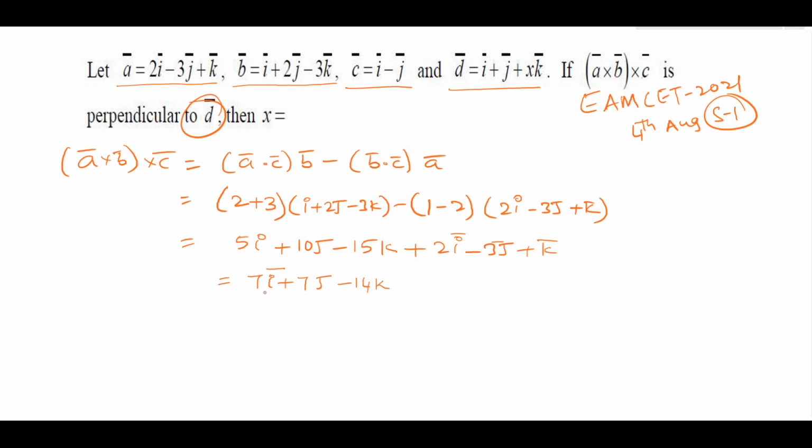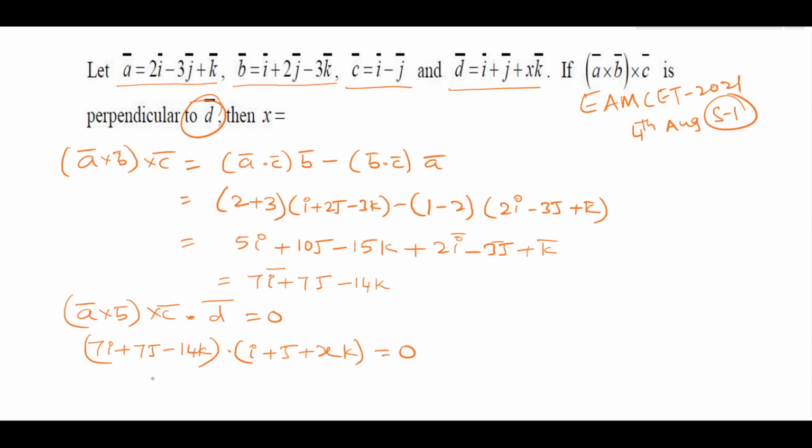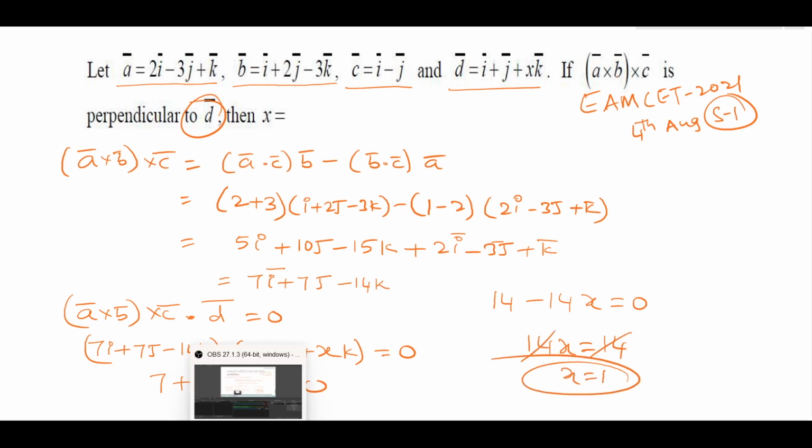Now this A cross B cross C is perpendicular to D bar. Perpendicular means the dot product is equal to 0. That is A bar cross B bar cross C bar dot D bar is equal to 0. This is 7i plus 7j minus 14k dot D bar, i plus j plus xk, is equal to 0. So the dot product is 7 plus 7 minus 14x equal to 0. From this, 7 plus 7 is 14, minus 14x is equal to 0, so 14x is equal to 14. 14 cancels, x is equal to 1. So the value of x is 1.